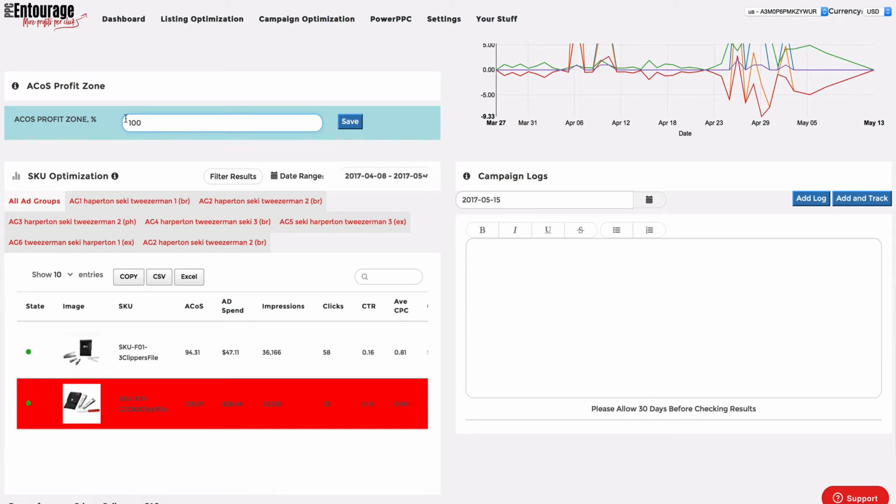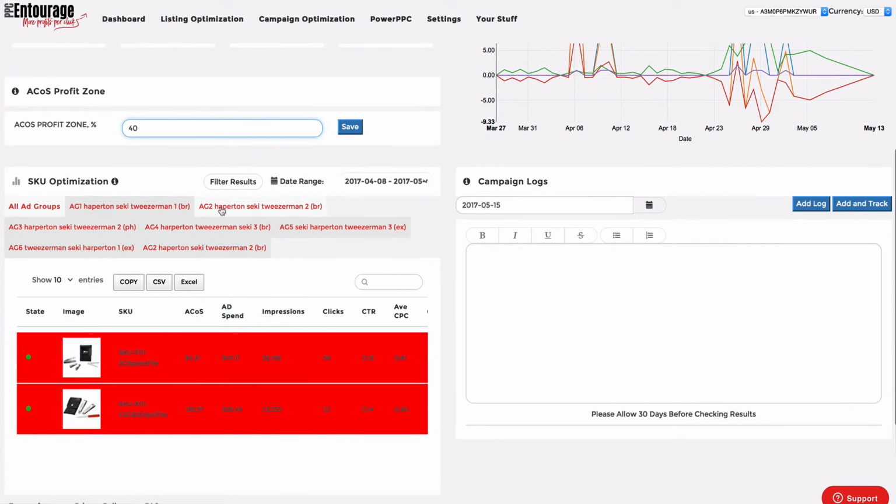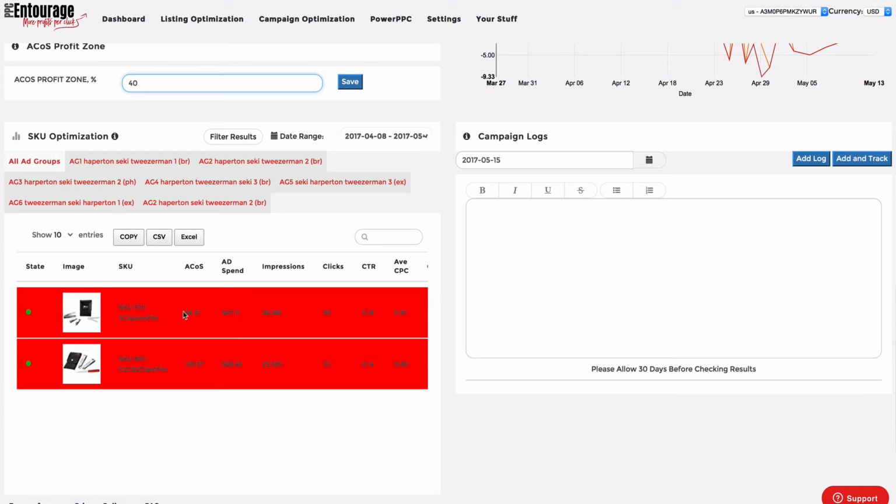Anything above that particular number, then you may decide to either pause something or do a negative exact or optimize based on that number. I typically set it to about 40% because that's what my profit margins are for my products. And then you're going to see down here, if you set that to 40%, there's a red alert for this SKU and this SKU because these two particular SKUs are well above that 40%.